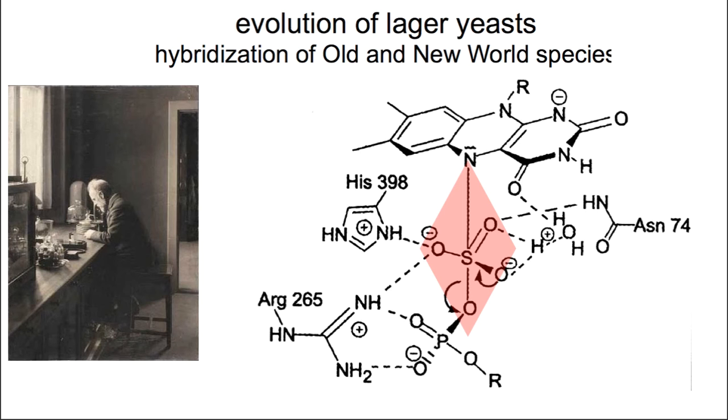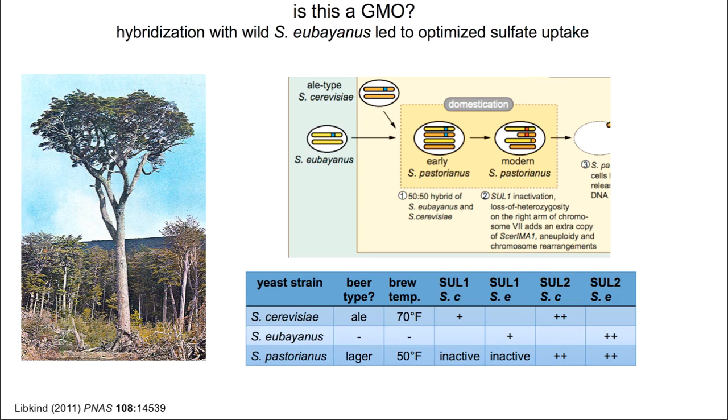But back to fermentation. For sulfate to be converted to sulfite, it must be imported efficiently into the cell. Pastorianus is far more efficient as a sulfate importer than Cerevisiae. Where did this trait and the equally important cryotolerance come from? Well, given the long history of beer in Europe, we might think it has European origins, but in fact, it's part of the Columbian exchange, a hybrid between a Cerevisiae species and a New World strain.